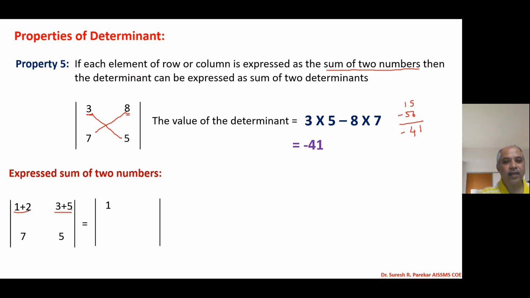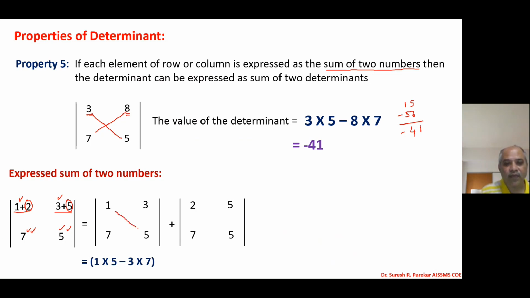So we have 1, 3, 7, 5. First we have taken 1, 3, 7, 5 as it is. Now in the second we have 2, 5, and this will be as it is, 7, 5. So you have plus 2, 5, 7, 5. And then we will calculate the determinant of this.